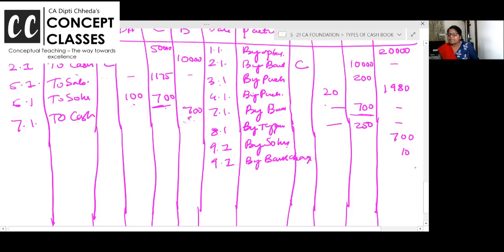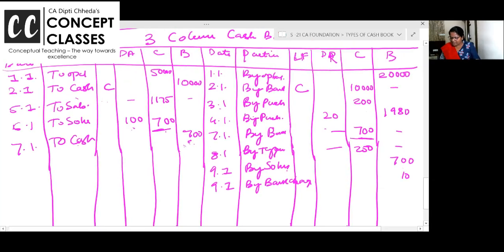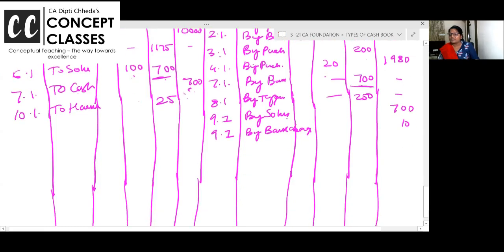Next now, 10. Received money order for rupees 25 from Harman. When you get a money order, it's like you receive cash. So 25 rupees on 10th of January to Harman, cash. Cash is coming in. When money order comes, cash.